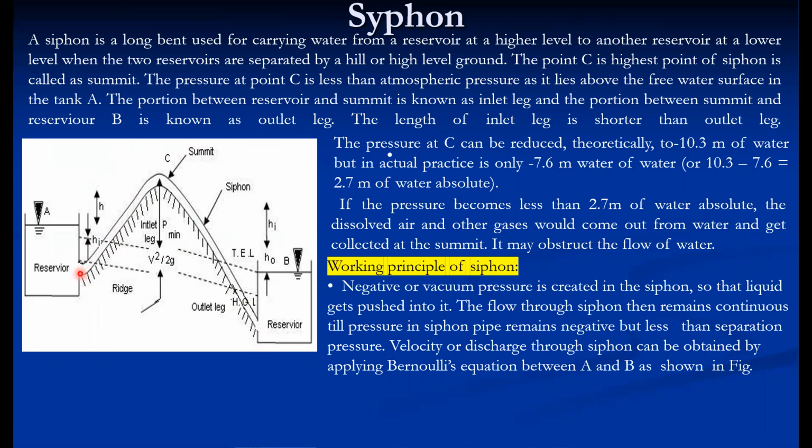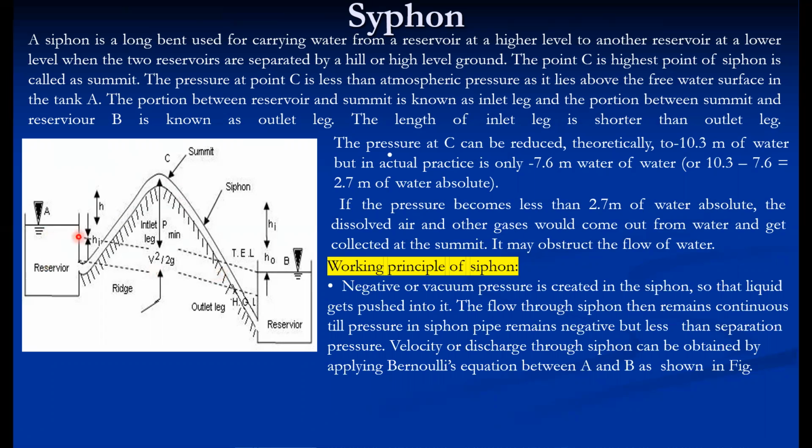So we can design a siphon, or if the pipes already exist, we can find how much discharge we can draw with the help of that piping. Such analysis we can do by applying Bernoulli's equation. And in these problems, we have to apply Bernoulli's equation twice.